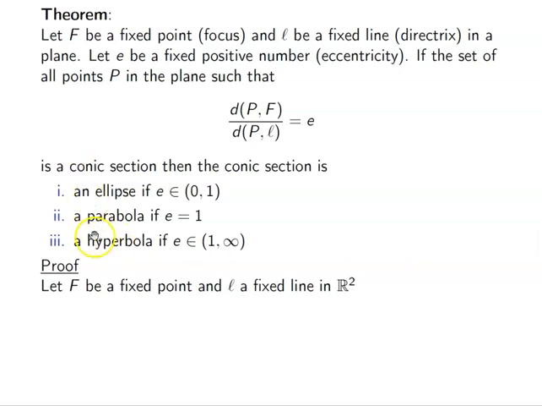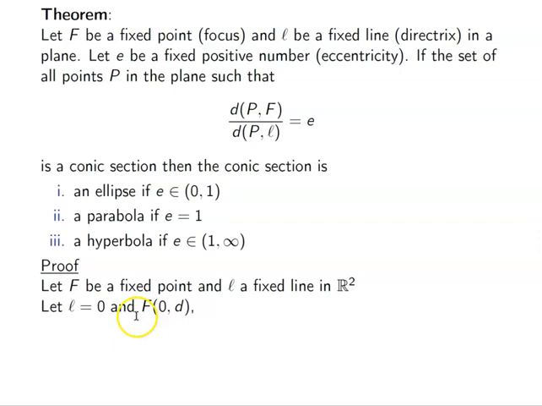So I'm going to restate the things that they told me I have. I'm going to call F a fixed point, the focus, and I'm going to say that I have a directrix that I'll call L. Both of these are objects in R2, in the Cartesian coordinate system. This is a point, and this is a fixed line, horizontal or vertical, in rectangular coordinates.